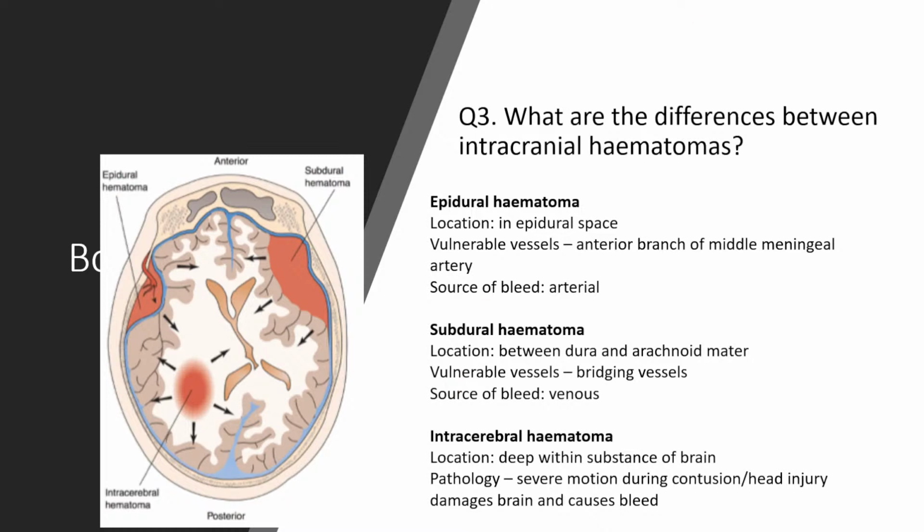Then we have intracerebral hematomas. This is deep within the substance of the brain. This is usually severe motion during contusion or head injury, causing a bleed. It commonly happens in the frontal or temporal lobes. And the temporal hematomas are much more severe because they can affect speech and function and can cause herniation and a midline shift. So this here is known as a midline shift. It shifts to the side.